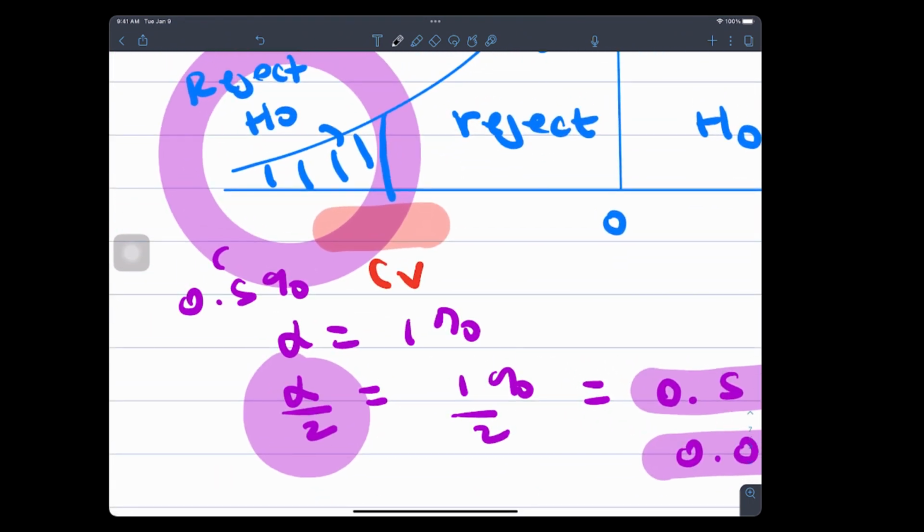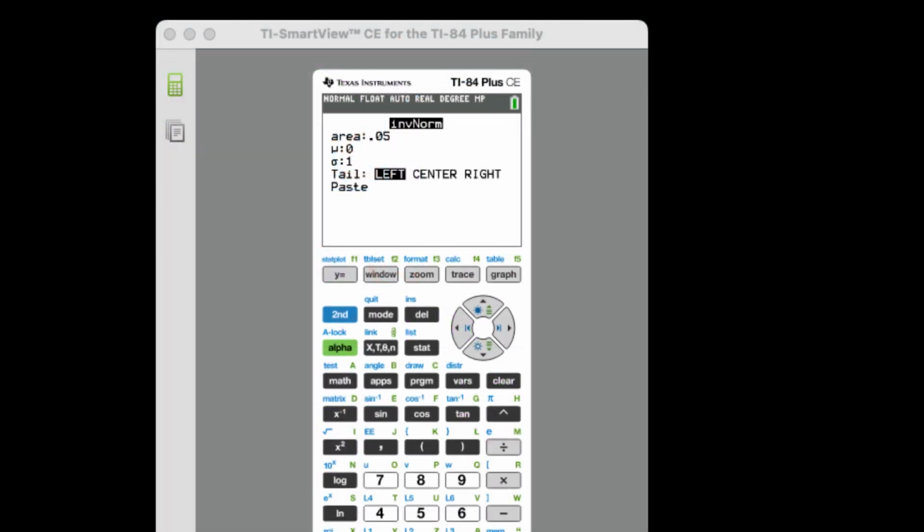area to the left of the critical value. What's the area to the left of that first critical value? 0.005, because isn't that 0.5%? Okay, so in the TI, you're going to put what?